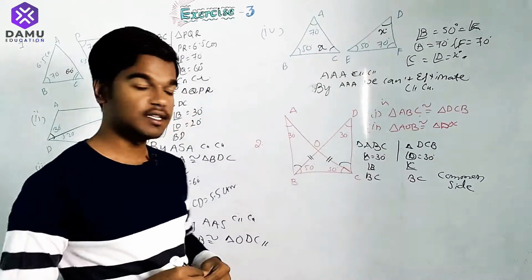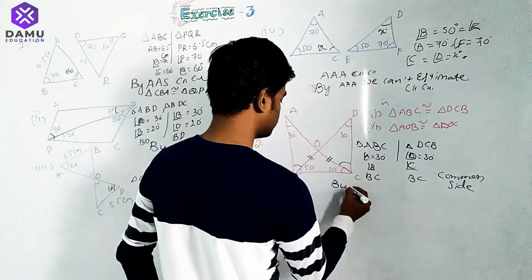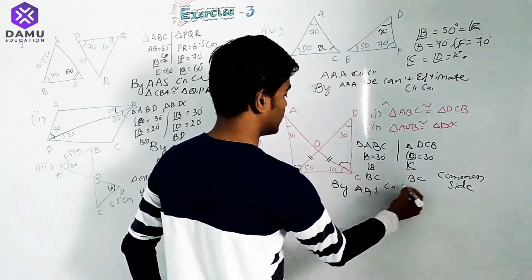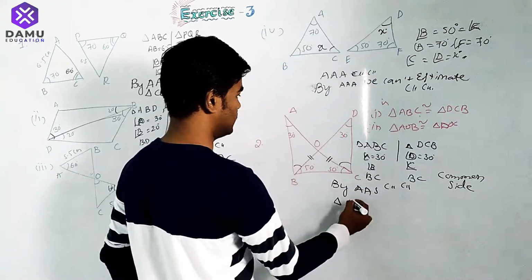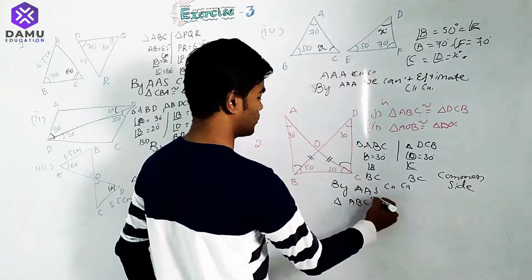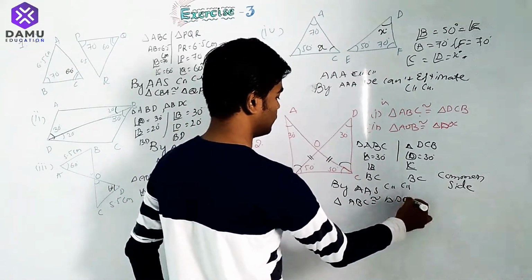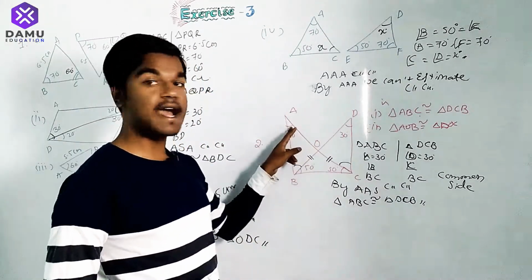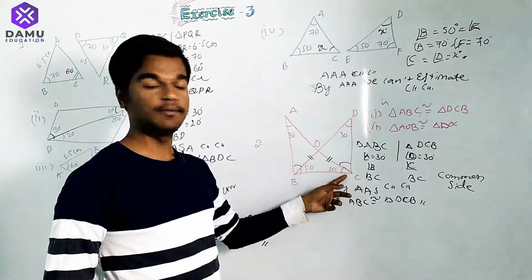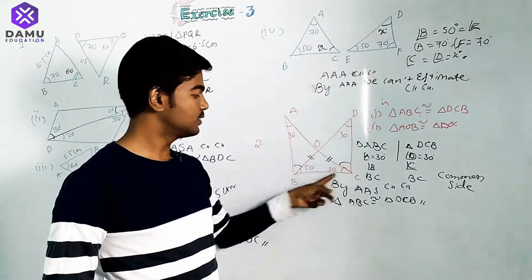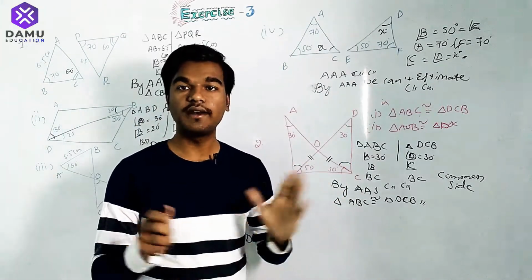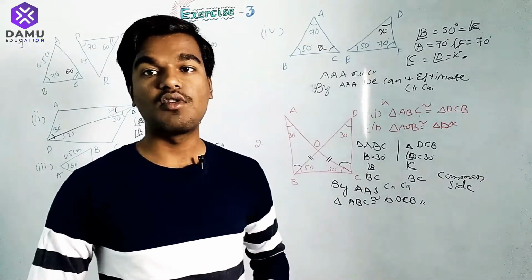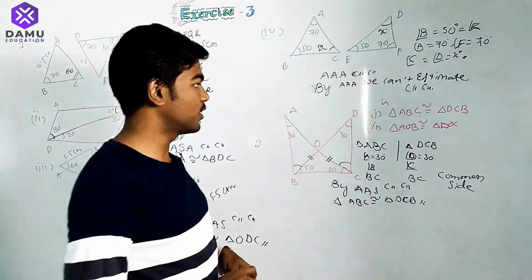So by which criterion can you say? By AAS congruency criterion, triangle ABC is congruent to triangle DCB. So by AAS congruency criterion, why? Because angle, angle, side. So all are equal to each other. For that you can say by AAS congruency criterion, the two triangles are congruent to each other.